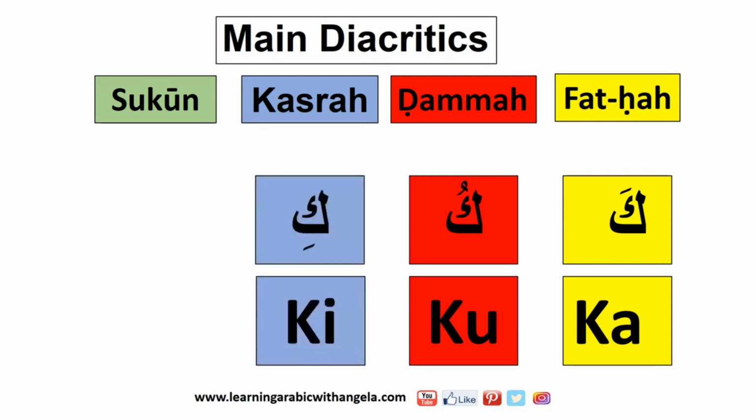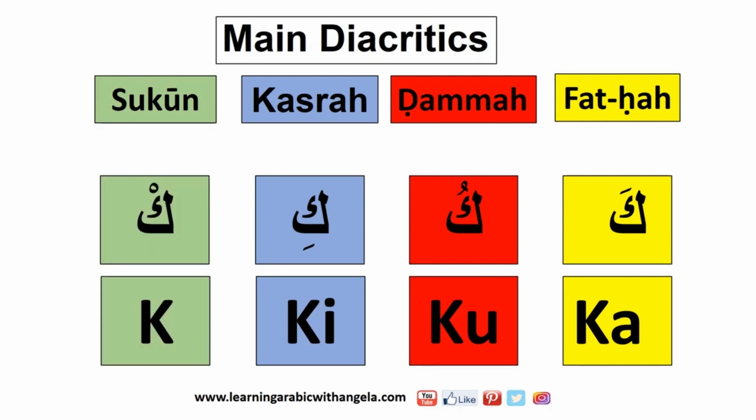The kasra is a diagonal line placed below the letter and represents a short e sound such as ki. And the sukoon is a circle-shaped diacritic placed above the letter. It indicates that the consonant to which it is attached is not followed by a vowel, that is, zero vowel, such as k.